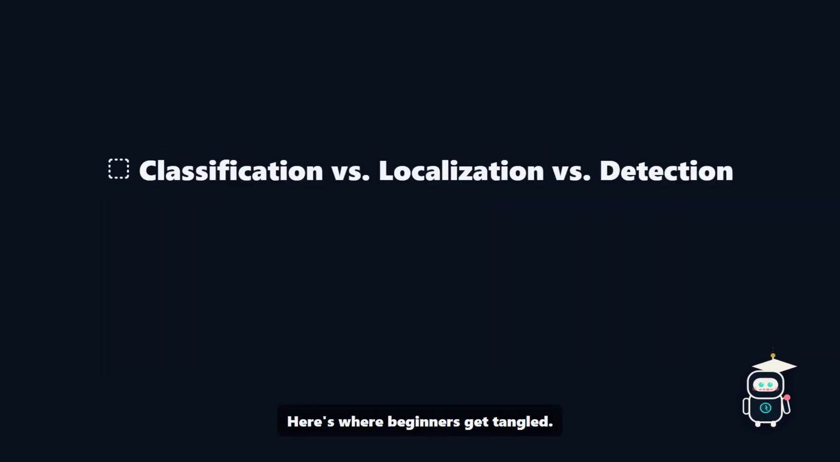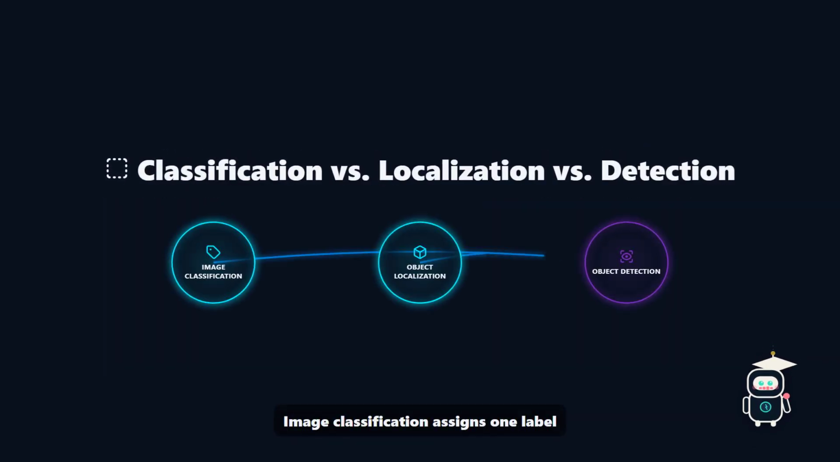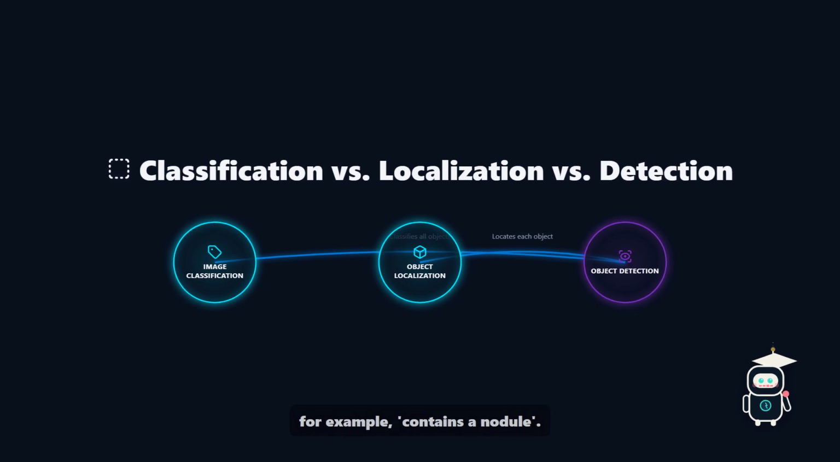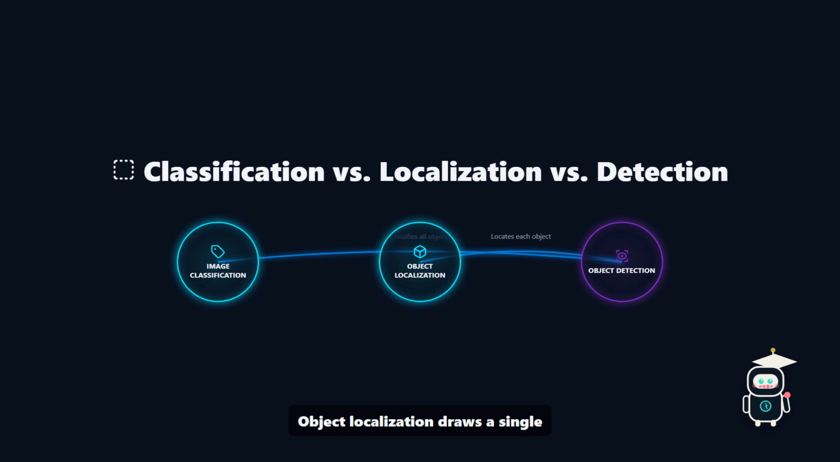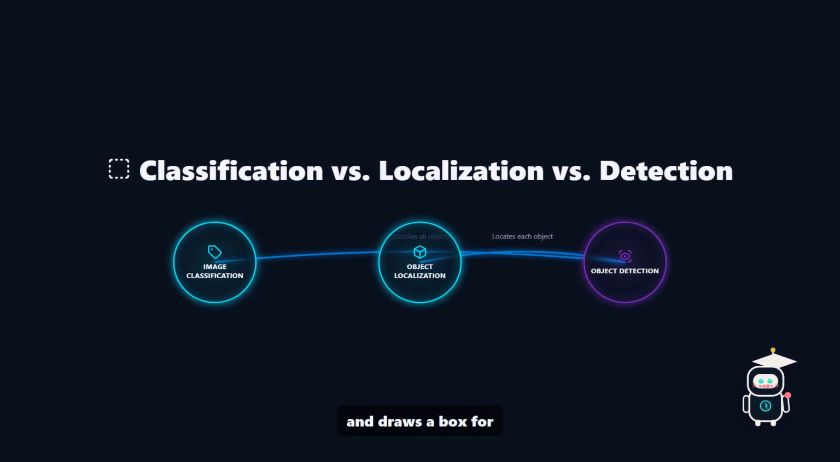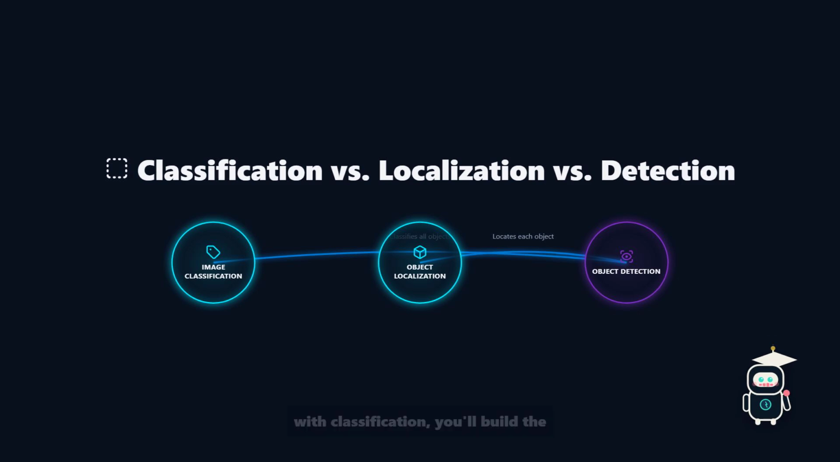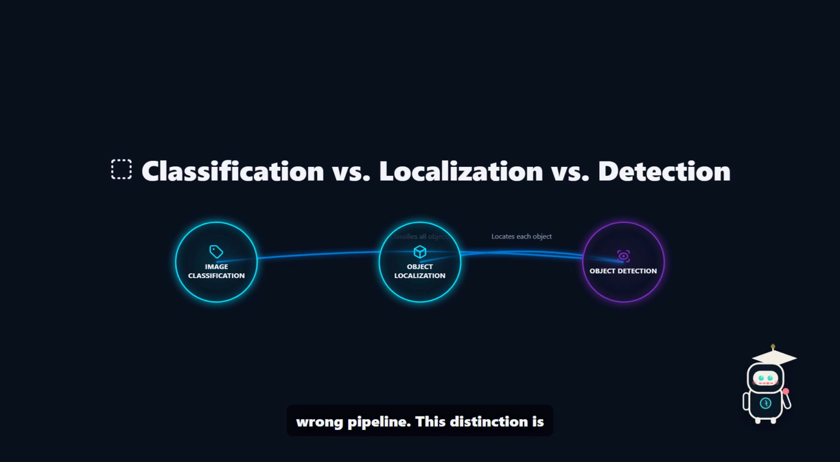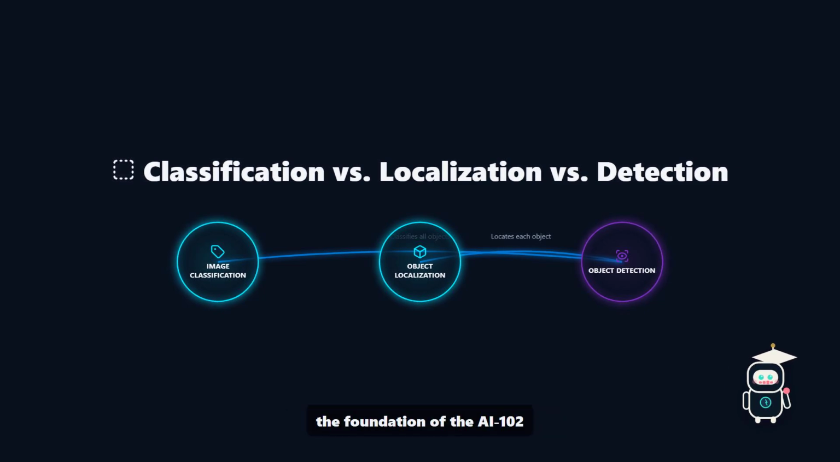Here's where beginners get tangled. Image classification assigns one label to the whole picture. For example, contains a nodule. Object localization draws a single bounding box. Object detection combines them. It classifies every object and draws a box for each. If you confuse detection with classification, you'll build the wrong pipeline. This distinction is the foundation of the AI 102 computer vision objectives.